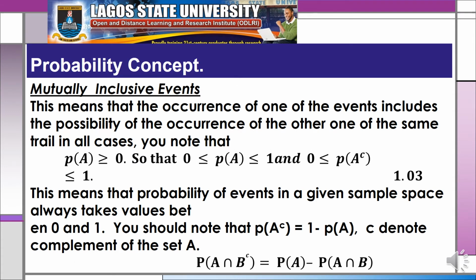Mutually exclusive events. This means that the occurrence of one of the events excludes the possibility of occurrence of the other in the same trial. In all cases, you note that P(A) is greater than or equal to 0 always. So P(A) is between 0 and 1. And P(A complement) is also between 0 and 1. This means the probability of events in a given sample space always takes a value between 0 and 1. You should note that P(A complement) is 1 minus P(A), where C denotes complement of set A.